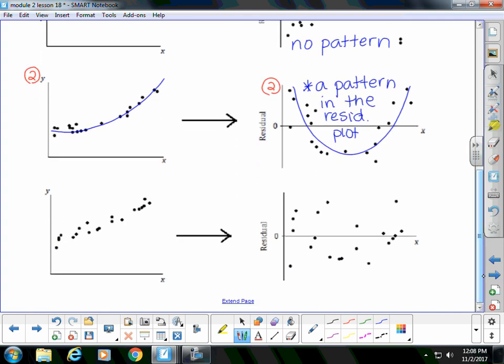Okay, and then here's another one, number 3. This one's also linear. So maybe the best fit line would look something like this. But notice the residual plot, this is very scattered, and has no pattern.